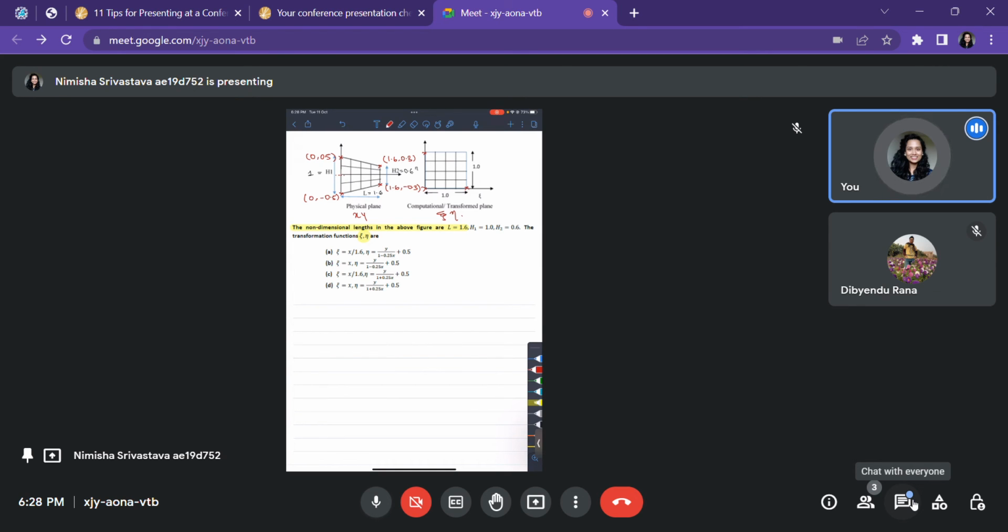So now let's have a look at the zeta and eta plane. What is this point corresponding to? Let's do it in another color so that we don't get confused.